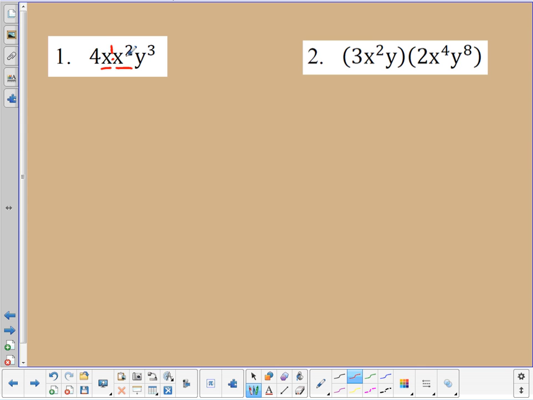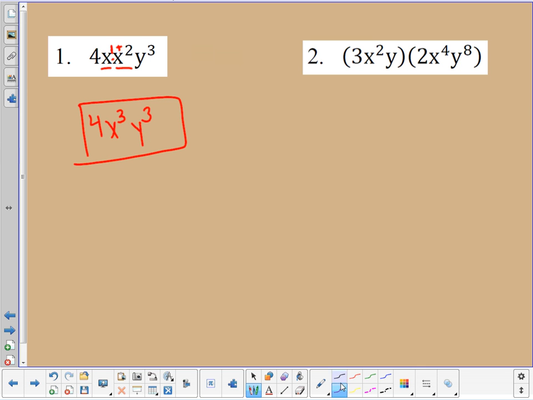And when I multiply these two together, I add their powers, so that's going to be x to the third. But that x to the third still is being multiplied by the 4 and still has the y to the third behind it. So now I have no parentheses, x only one time, y only one time, and I'm good.